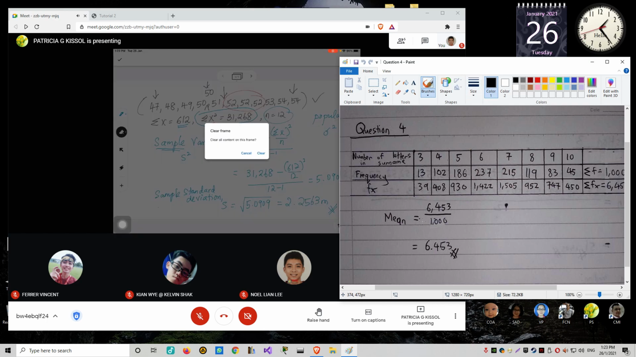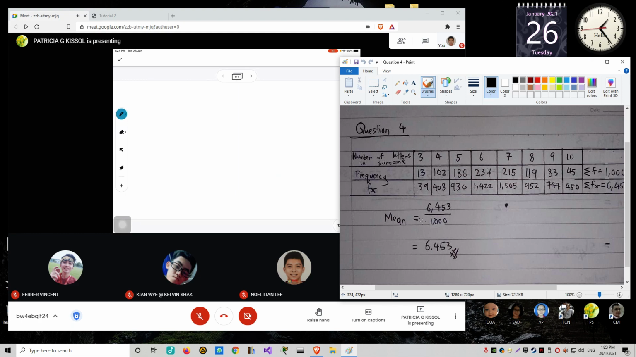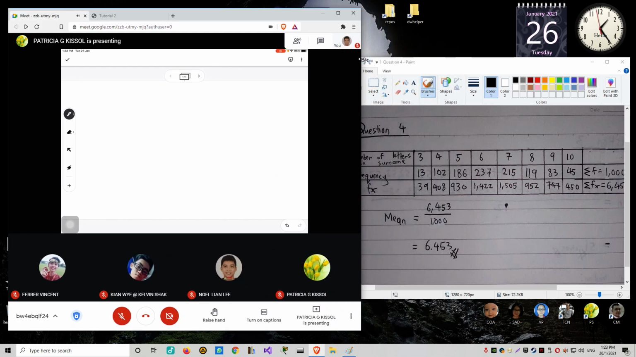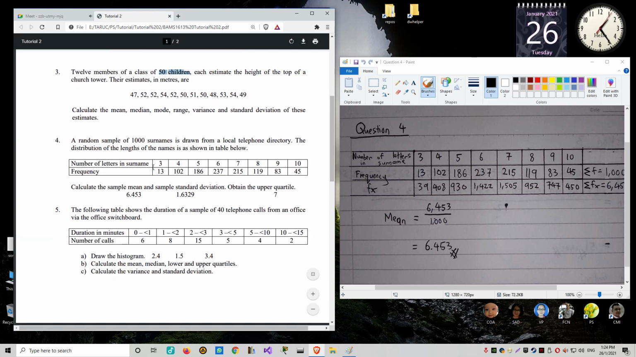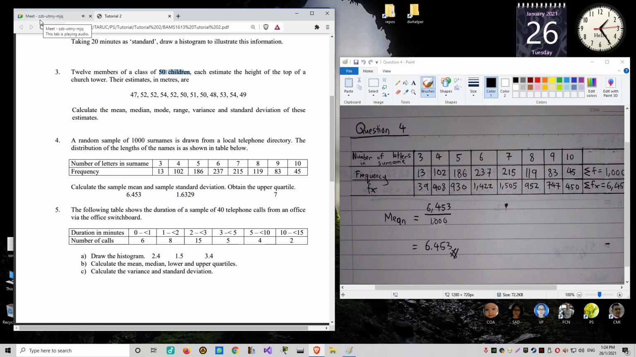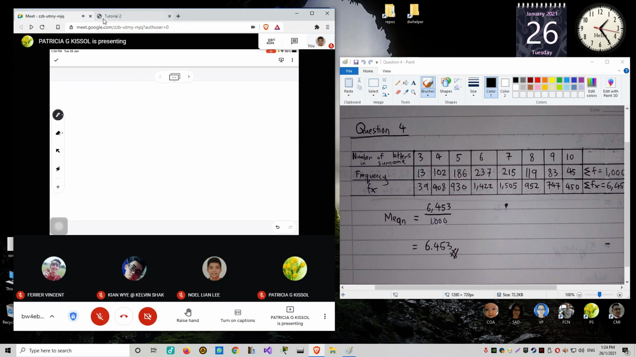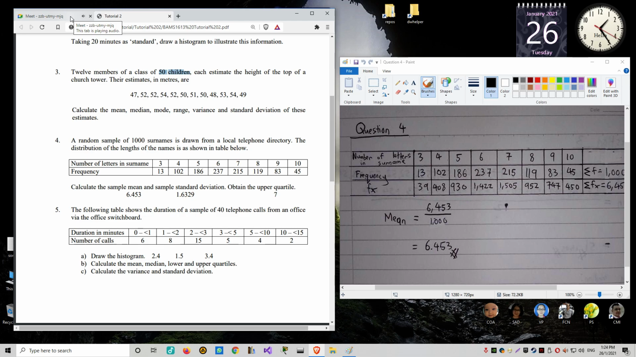So let me clear this whole screen. Okay, and we're going to do the calculation now for question number 4. For this question, you have to create the table. Because you see the word sample in the question, a random sample of 1,000 surnames, that means we only take 1,000 surnames from a local telephone directory. A telephone directory has millions.